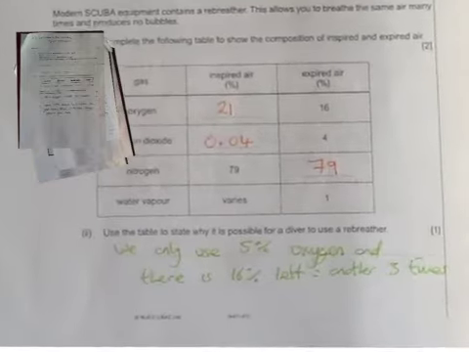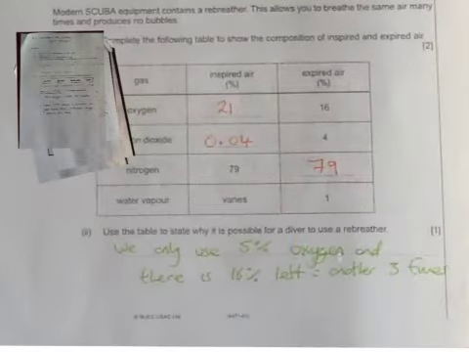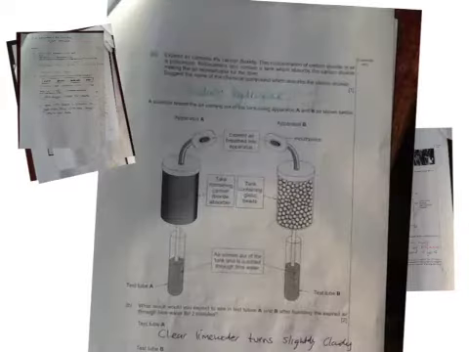Then it says, use the table to state why it's possible for the diver to use a rebreather. A rebreather means that you can use this oxygen again. We only use 5%, so 21 minus 16 is 5. So we can use this oxygen that's been breathed out again and again. Well, at least another 3 times, because there's 16% left. How are we doing? 5 minutes. Okay.